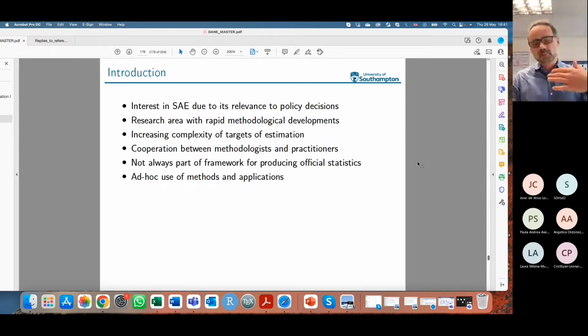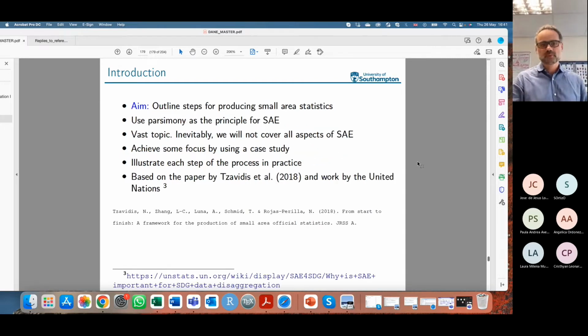And that's becoming more and more the case, because the frequency with which these statistics are produced increases, and also these days a number of small area statistics have the status of national statistics. So it has to be governed by a proper implementation of methods and quality criteria and so on.